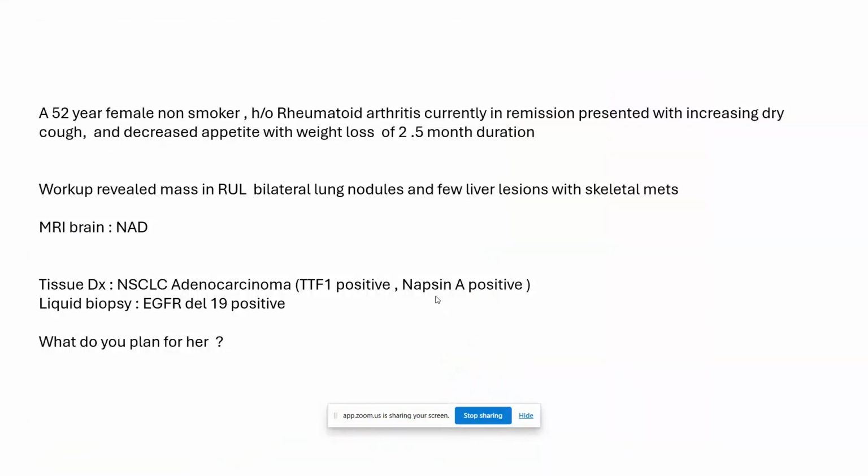Starting with a case study, there's a 52-year-old female who is a non-smoker with a history of rheumatoid arthritis, currently in remission, presented with increasing dry cough, decreased appetite with weight loss of 2.5 months duration. Workup revealed a mass of around 4 by 4 centimeters in the right upper lobe with bilateral lung nodules, few liver lesions and skeletal mets. Basically, it was a metastatic disease with MRI brain normal. The tissue diagnosis revealed adenocarcinoma with liquid biopsy having EGFR del 19 positive. So, how are we going to decide the treatment for this particular patient?